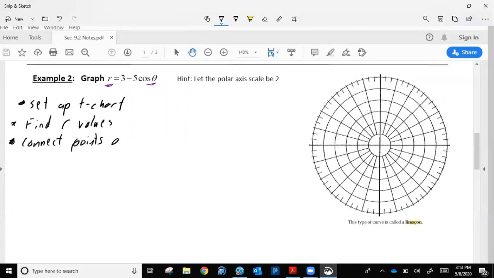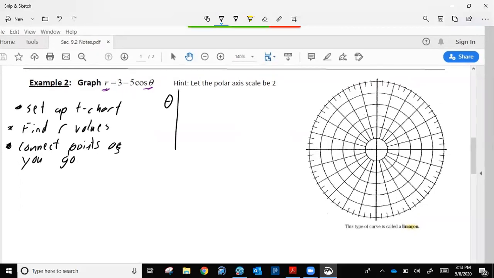So it doesn't make a lot of sense as I say it here. So connect points as you go. As far as the T-chart's concerned, you need a lot of points to make an accurate picture. There's a lot of things that can go on in these polar curves. So I'm going to have a theta column and a radius column.